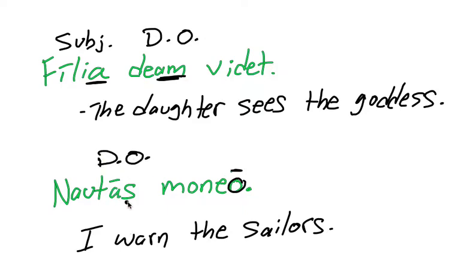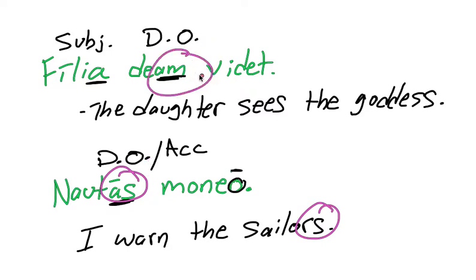How do we know that? Well, they are in the accusative case. So the direct object is always going to be in the accusative case, and in this case, the direct object is plural. Okay, so it's really, really important that you pay attention to the endings and whether they are singular, like deam, goddess, or nautas, plural, sailors. So it's really, really important.